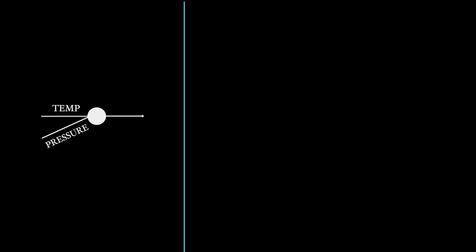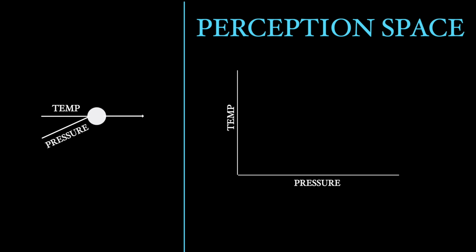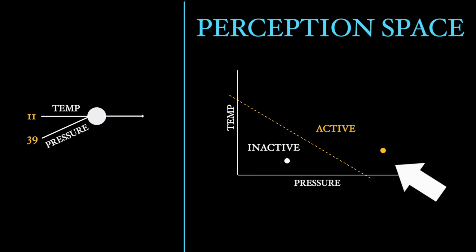Perhaps the input is a temperature and pressure reading of the environment. Now our model will have two variables which can each define a position along a dimension. And so together they can be thought of as a two-dimensional perception space or plane, where every input to the neuron is a point in this 2D space. In this case, the neuron can be represented as a straight line which partitions the space into active and non-active regions. Any input on this side will trigger the neuron, and any input on this side will not.